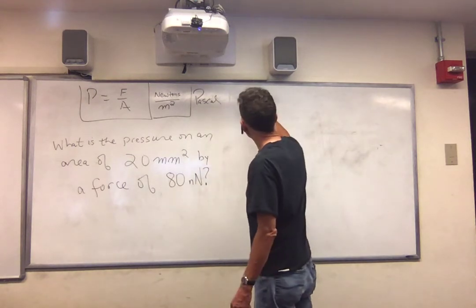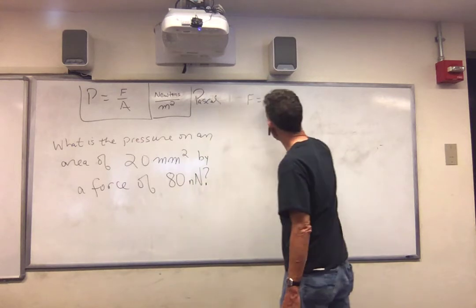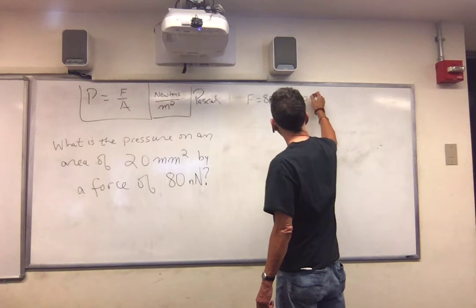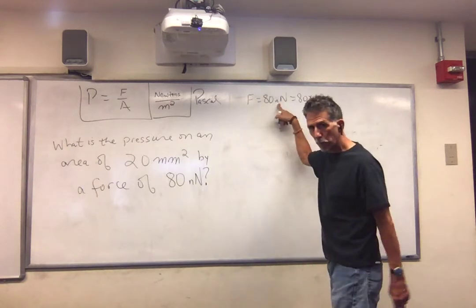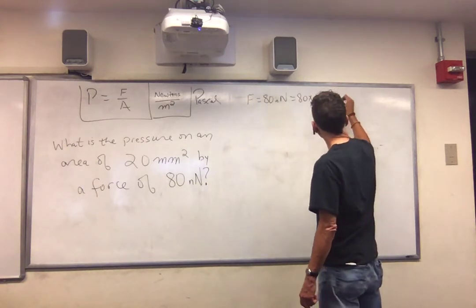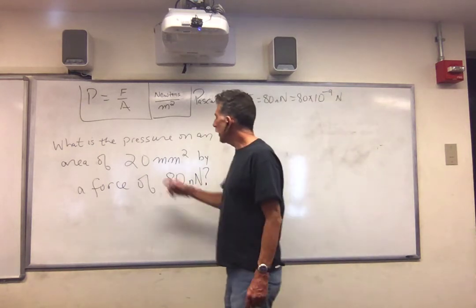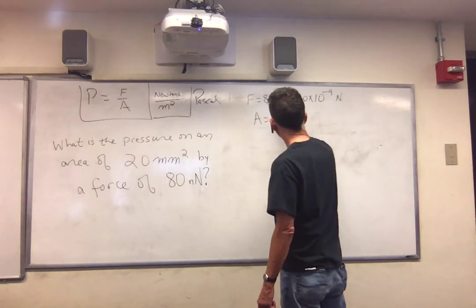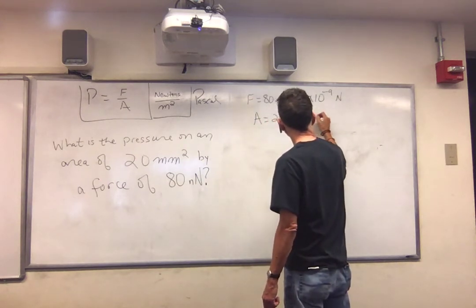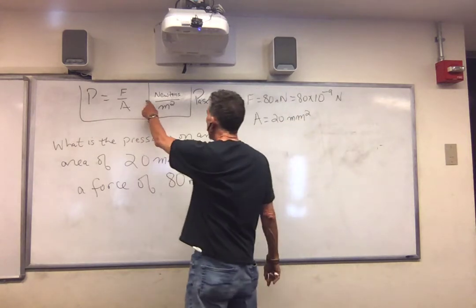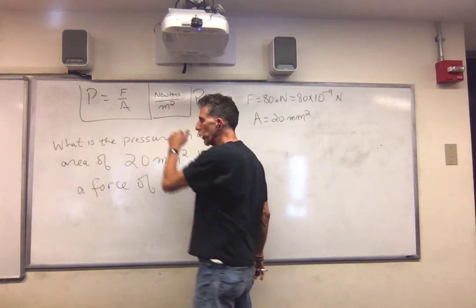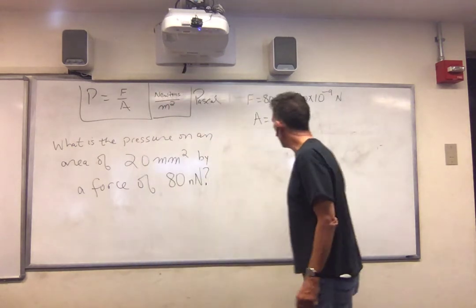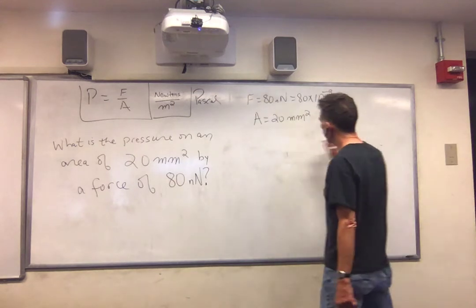So I'm telling you the force is equal to 80 nN, which is 80 times 10 to the, what's nano? You remember? -9 newtons. The area is 20 millimeters squared. Now remember, to get the answer in pascals, I need meters squared, not millimeters squared. So we've got to convert millimeters. Let's do it together. Let's see what we can get.